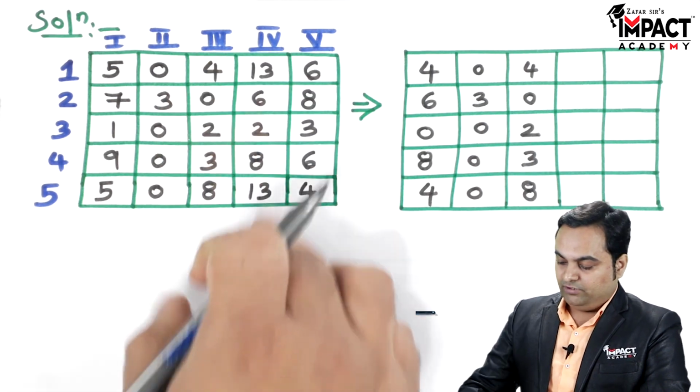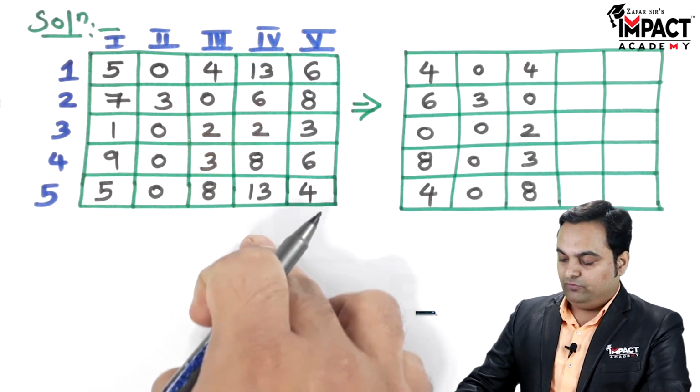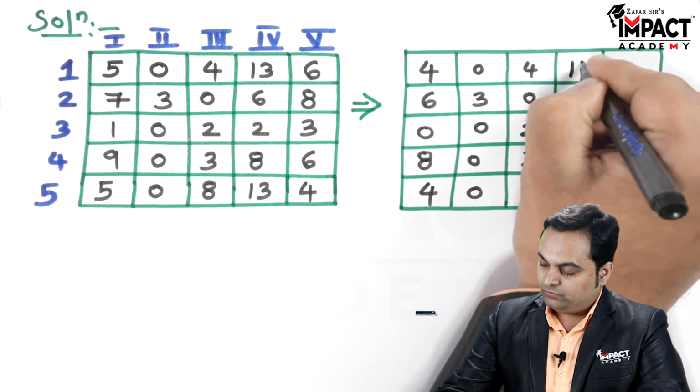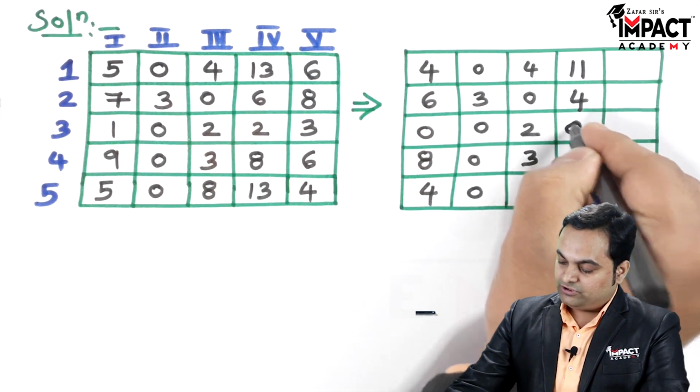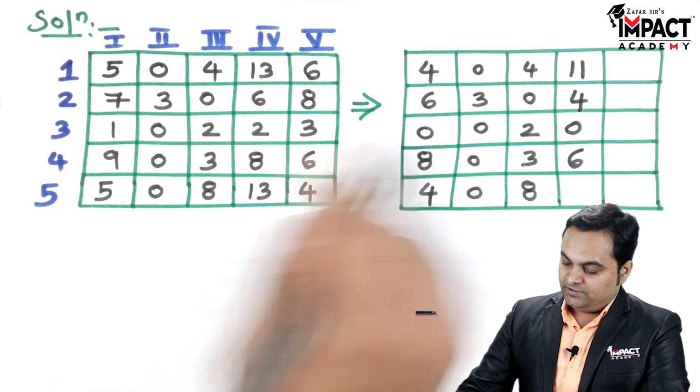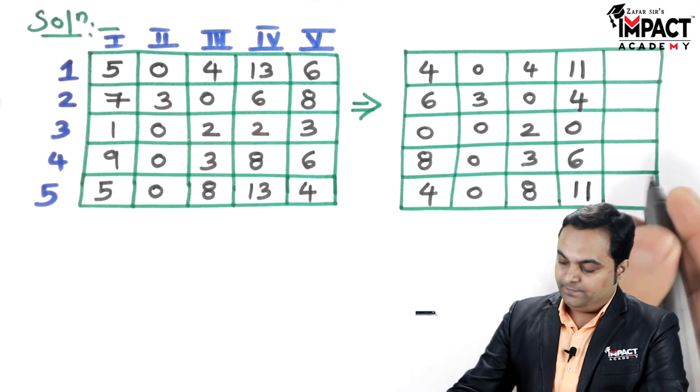Then in the fourth column, the minimum value is 2. Subtract 2 from each term. 13 minus 2, 11. 6 minus 2, 4. 2 minus 2, 0. 8 minus 2, 6. 13 minus 2, that is 11.